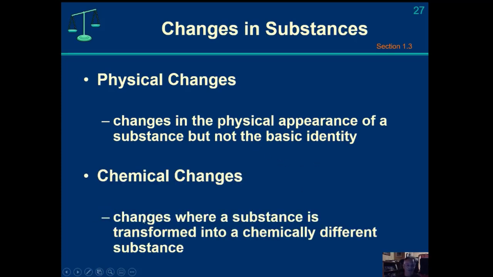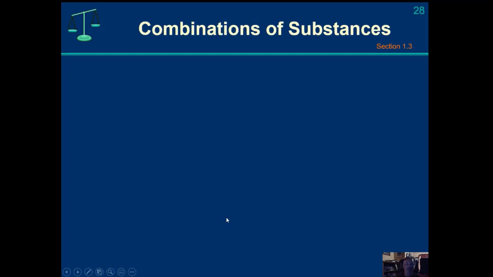And chemical changes, as we've said before, are changes where a substance is transformed into something that is chemically different than the original substance that you began with. So keep it straight. Physical doesn't change the identity. Chemical changes do change the identity of the substance.